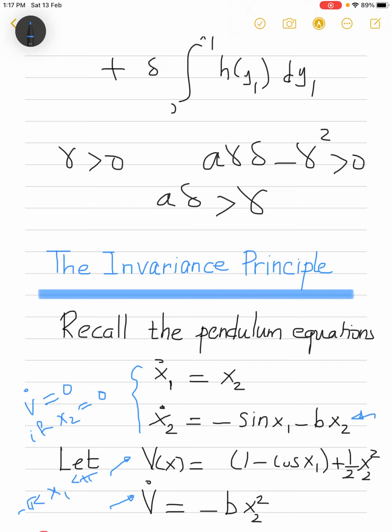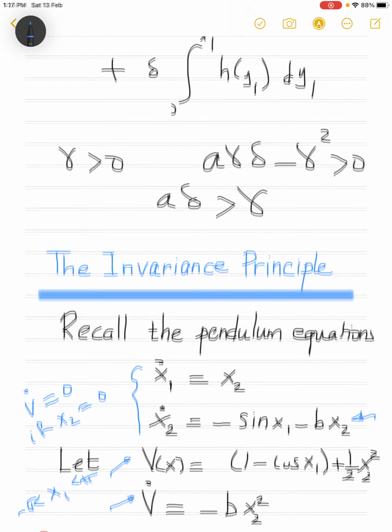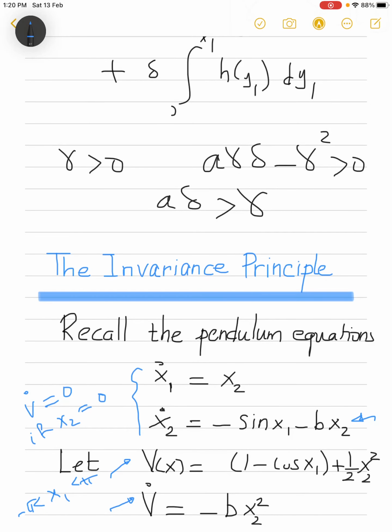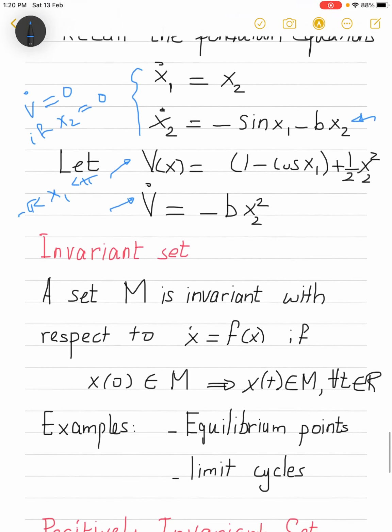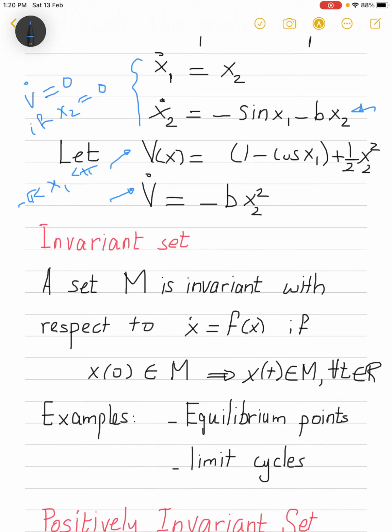So that's exactly what the invariance principle will try to establish. It will try to see that in a domain around the origin, if we can find a Lyapunov function whose derivative along the trajectory of the system is negative semi-definite, if we can establish that no trajectory can stay at V dot equal to 0 except at the origin, then the origin is asymptotically stable. Now the argument which I just mentioned is an application of the invariance principle, as we are going to see. However, before we do that, we have to have some definitions regarding the different sets that we are dealing with.